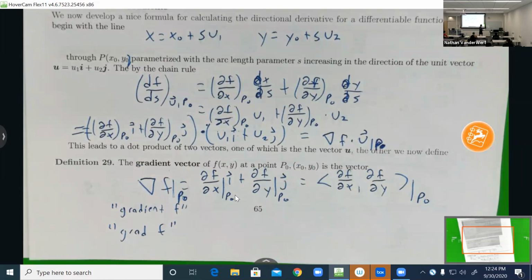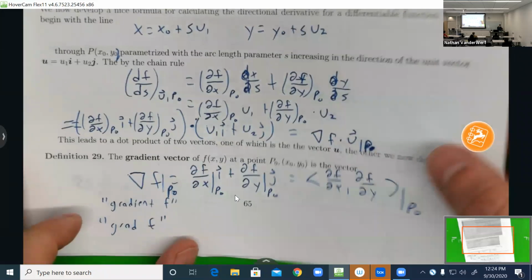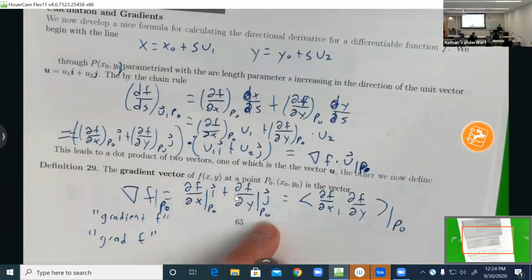Okay, well, you're saying at P0, where else could it be? I mean, you evaluate functions at points. Oh, okay. It's like a vector-valued function itself. I just thought you were implying that you could evaluate them along a line or something like that. No, not really. Yeah, that wouldn't really work, I don't think.